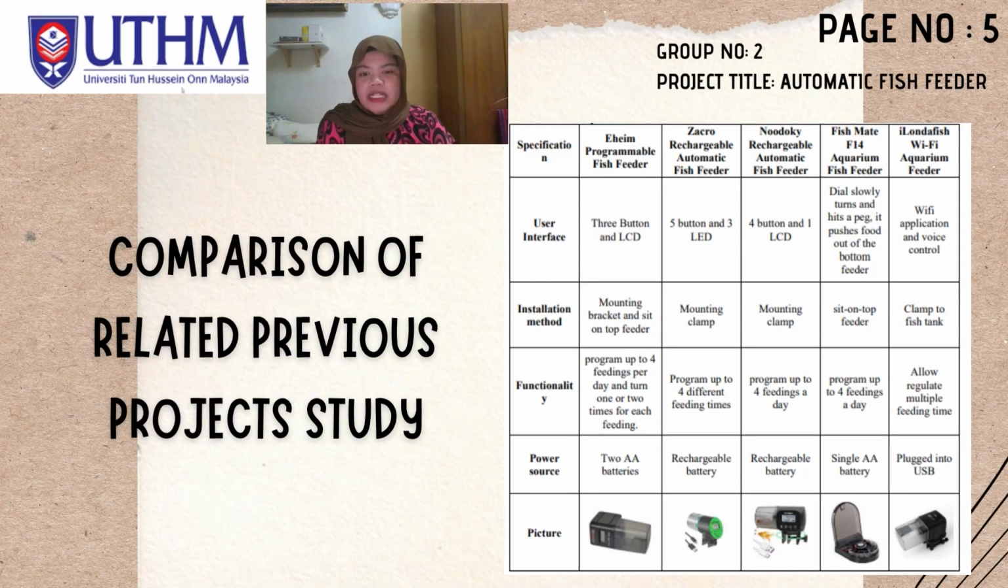Okay, next is the comparison of related previous project studies. Based on this table, we can see that most previous projects use a battery as the power source. But for our project, we use Arduino Uno as the microcontroller that connects the sensor and other components. Arduino Uno is one of the best open source microcontrollers and it is easy to use. And also, the Uno can connect with multiple components.